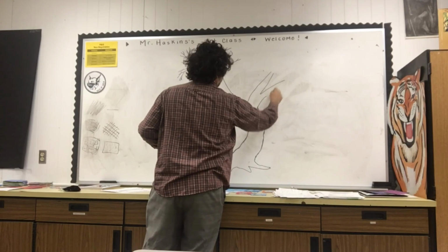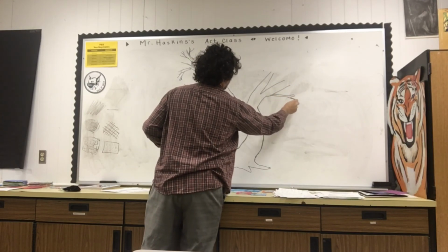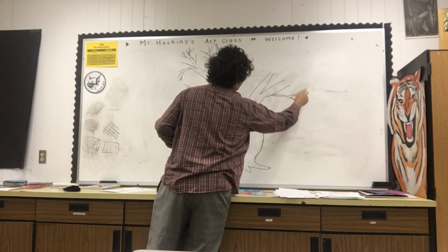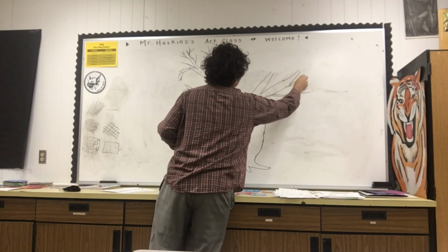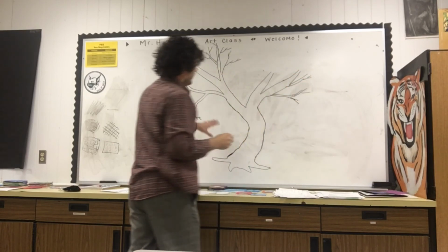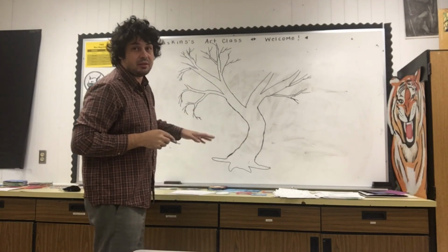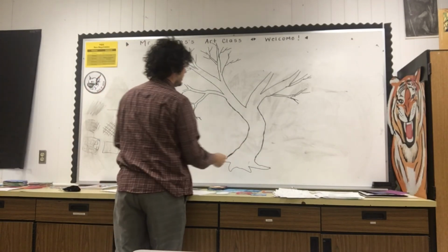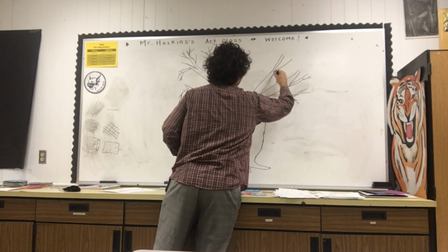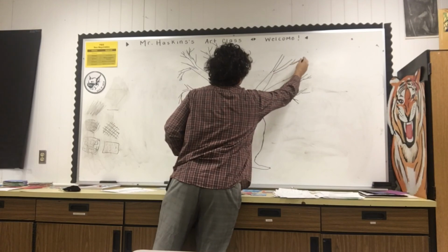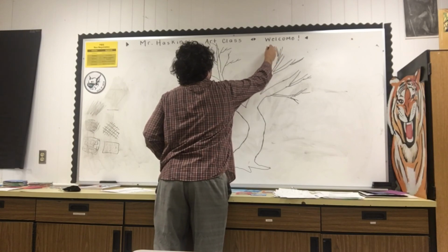Here's a branch. Every time I just add another little branch coming off. My lines are crooked or they're wavy. They're also getting smaller. You want this part of your tree to be the widest because it's the base. Every time I draw a branch, I add a smaller one.